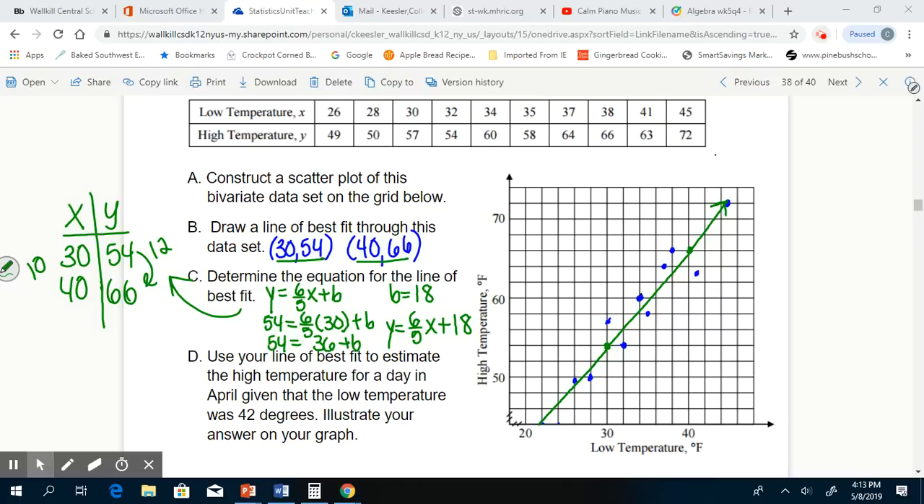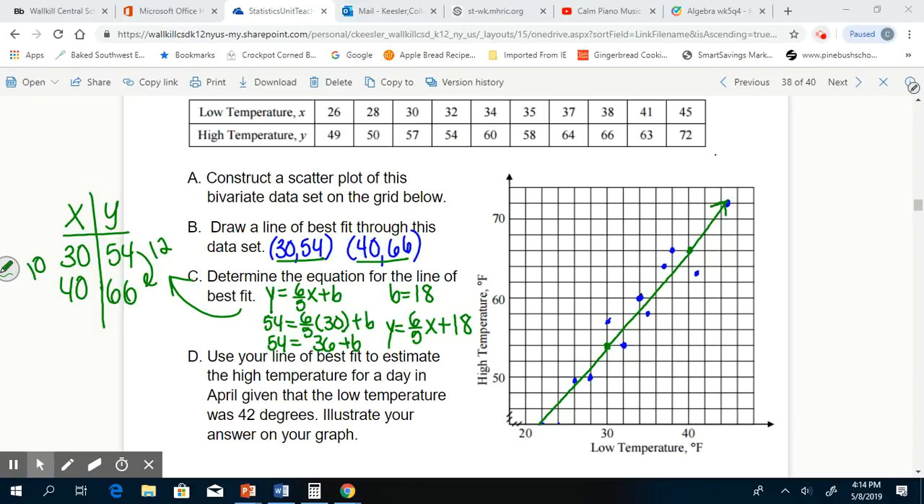So we don't see the y-intercept on our graph because of the break here, but if this line was to continue down, it should be crossing at about 18, being the y-intercept. So now we have that line, and we're going to use it to make some predictions. So it says, use your line of best fit to estimate the high temperature for a day in April, given that the low temperature was 42 degrees. Illustrate your answer on your graph.